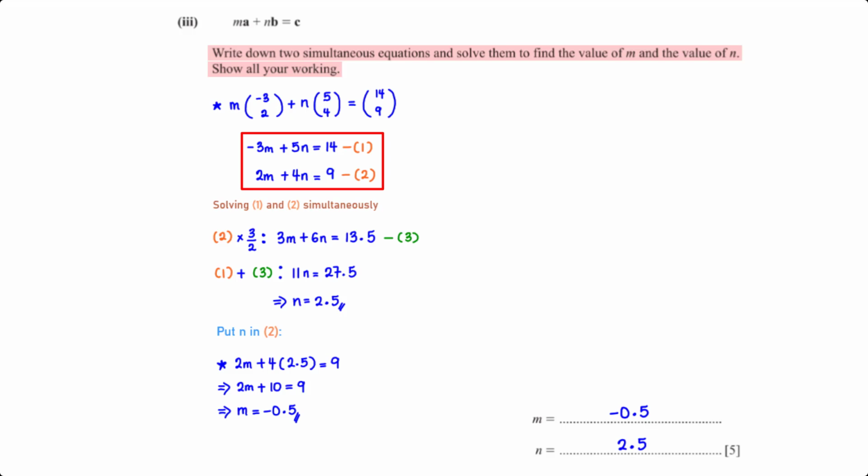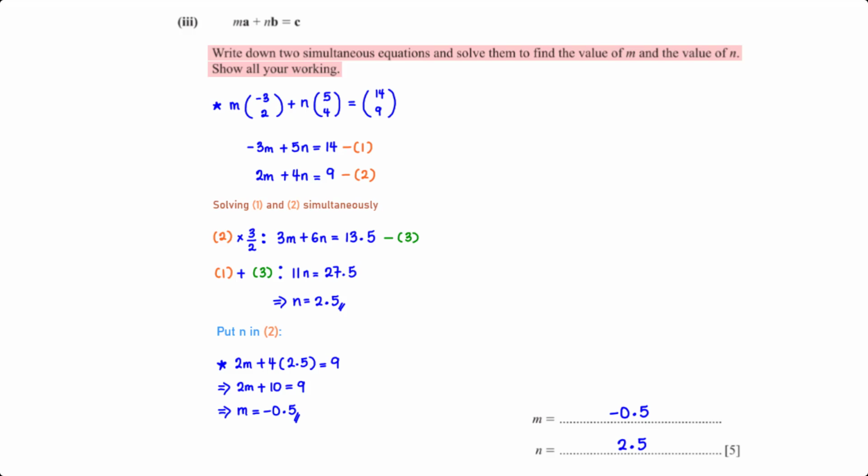Let's use the elimination method to solve these equations. First, let's multiply through equation 2 by 3 over 2. This gives us 3m plus 6n equals 13.5, which we've labeled as equation 3. Now that we have 3m in equation 3 and negative 3m in equation 1, we can eliminate m by adding equation 1 to equation 3. This gives us 11n equals 27.5. When we divide both sides by 11, we get n equals 2.5.